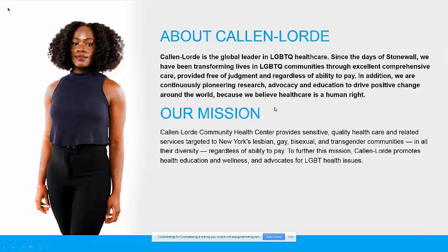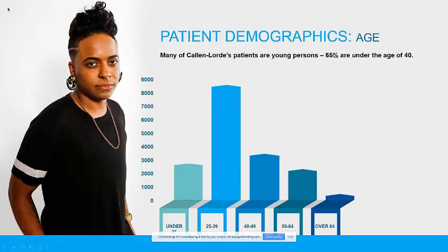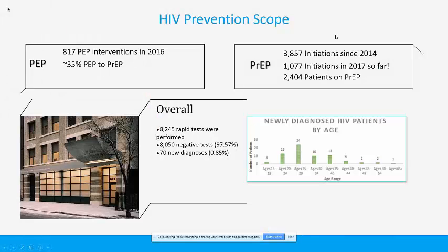Most of our patients are under 40 years old, 65%. So this is just for you to have a general idea of who we are talking about, and also a general idea about our programs. In 2016, we offered 817 PEP interventions. About 35% of our PEP patients transition to PrEP. Since 2014, we have provided over 3,800 PrEP initiations. In 2017 alone, those were 1,000 initiations, and we currently have 2,400 patients on PrEP.